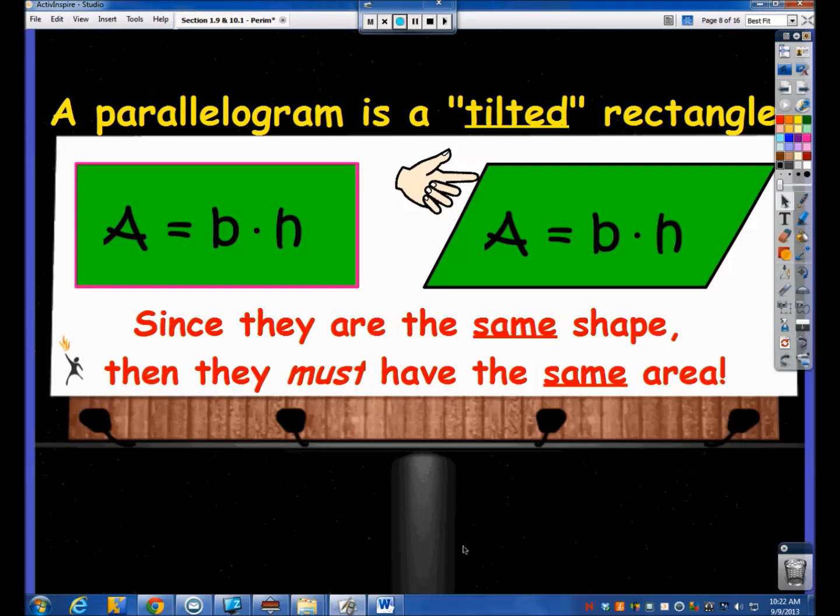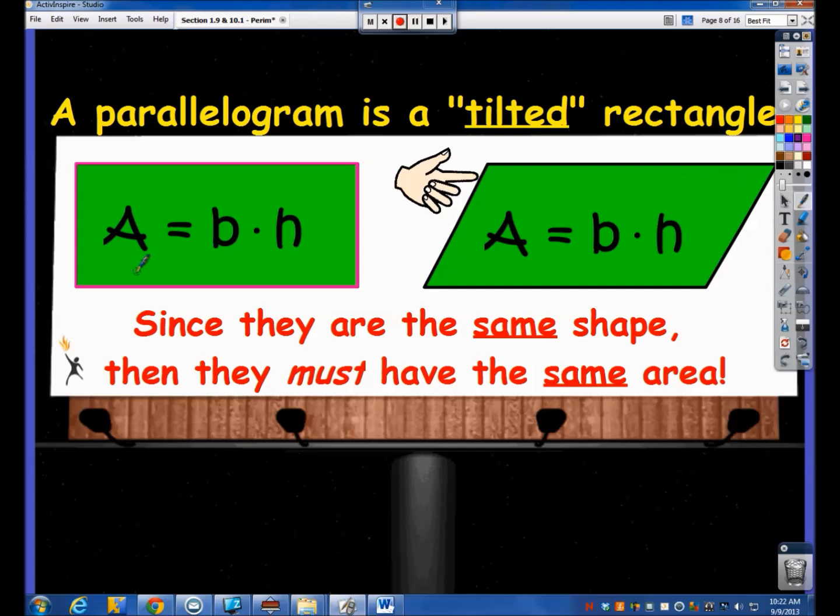Now, a parallelogram is really just a tilted rectangle. Okay, imagine you have a rectangle, and then we come over here and go, let me push you over a little bit. It's still the same shape, okay? It's just leaning over a little bit more. So since a rectangle and the parallelogram are kind of the same shape, then they must have the same area. So they're both base times height.